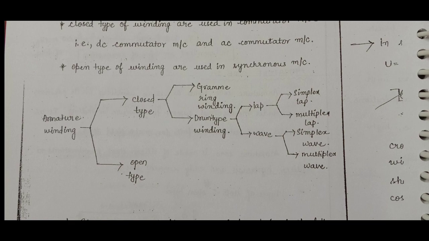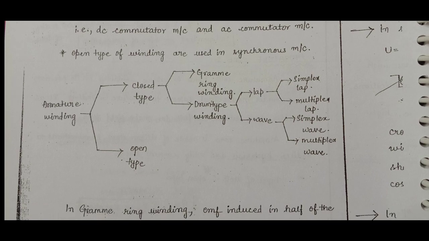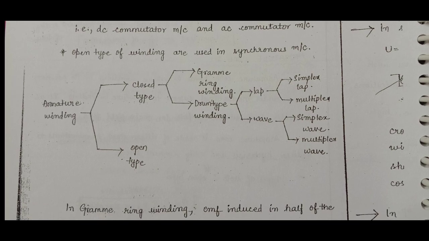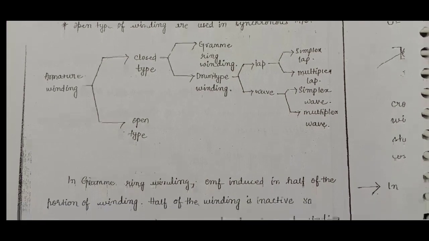Armature winding, closed type. The closed types are again of two types: one is the Gramme ring type winding, and the second is the drum type winding. Drum type winding is again lap winding and wave winding. Lap windings are simplex lap winding and multiplex lap winding, and wave windings are simplex wave winding and multiplex wave winding. Then there are open types of windings.